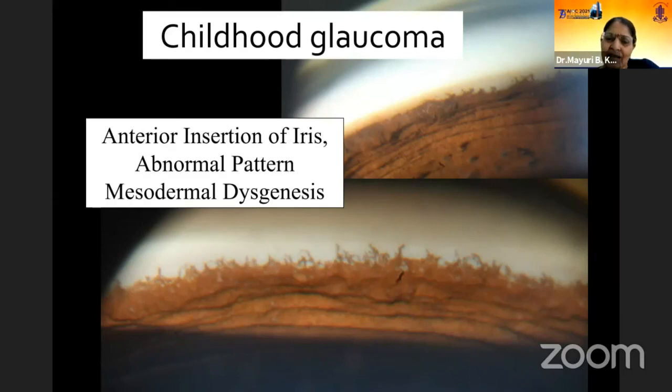Now last slide, I will show you the childhood glaucoma, where there is an abnormal pattern of the iris in the periphery, mesodermal processes are seen.